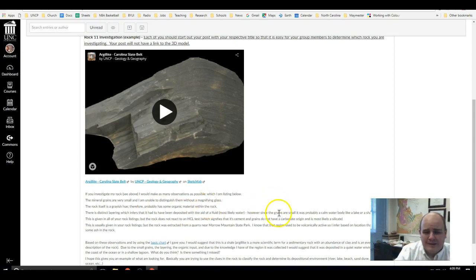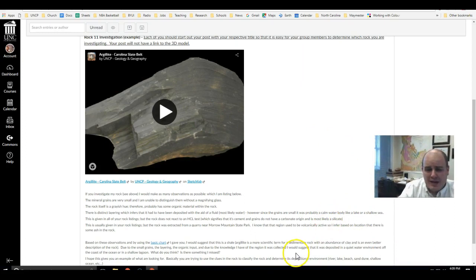And we'll talk about some of these clues within our discussion board, and our discussion boards are our lecture slides into the book, right? It has distinct layering that infers that it's been deposited with the aid of fluid, most likely water. And since the grains are small, it's probably a calm water body, maybe like a lake or a shallow sea. In our rock listings, it doesn't react with HCl. I even have this rock over in the corner over here, but it signifies that cement and grains do not have a carbonate origin, so it's probably a silicate.